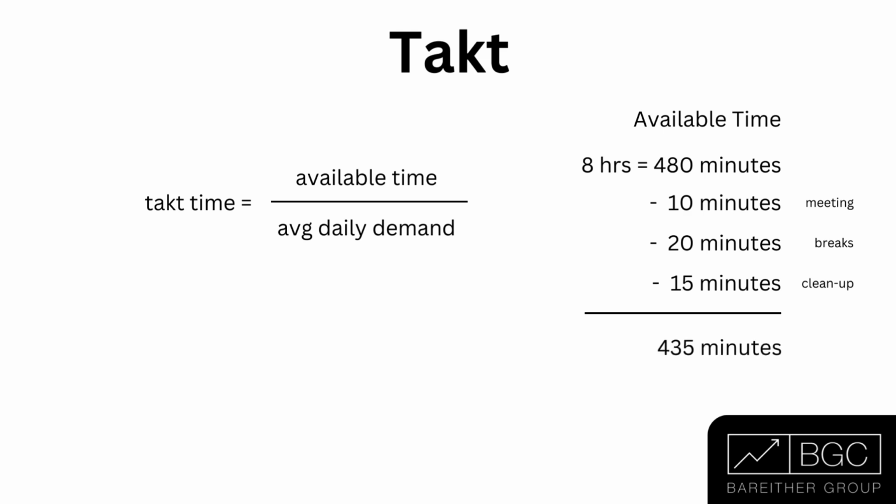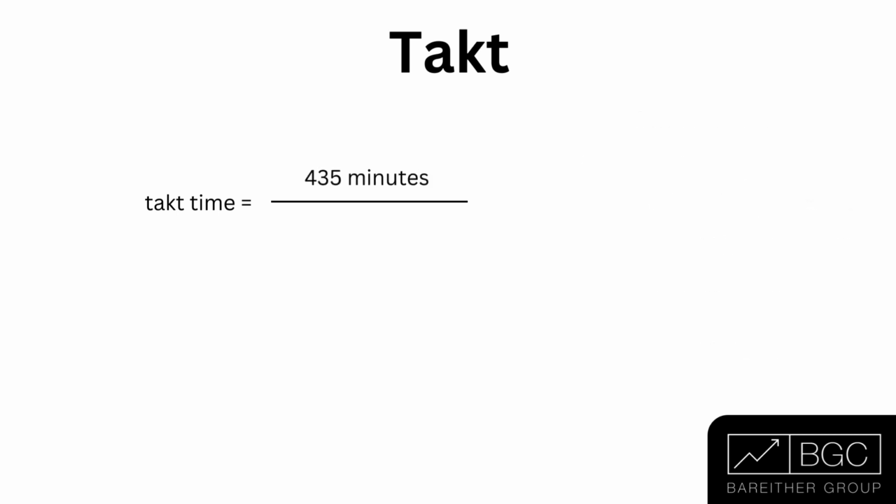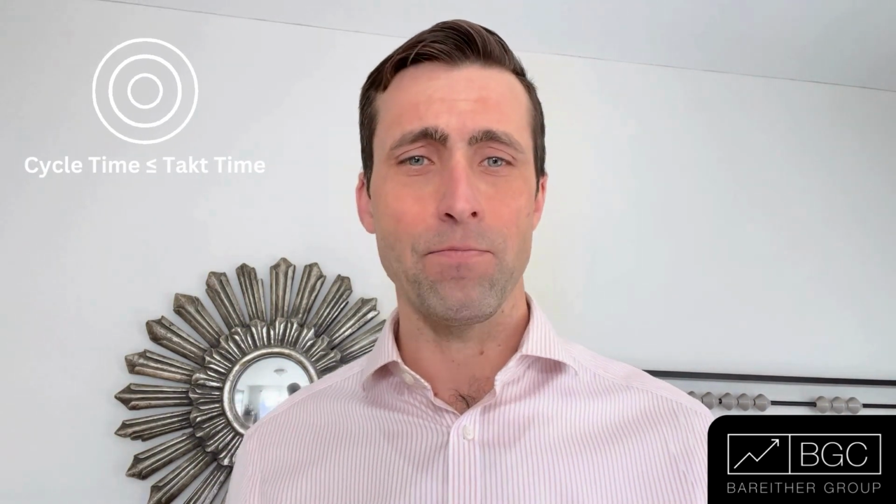So now, rather than 480 minutes of available time, I have 435. If I assume my average daily demand indicates I need to produce 100 units within that shift to keep up with customer orders, I take the 435 minutes divided by the 100 units of demand to arrive at 4.35 minutes or 261 seconds. This is the maximum allowable time to produce every unit and still keep up with customer demand and not overproduce. The goal of production now is to pace production to the actual time so that the cycle time of operating our production processes is aligned with that takt time.